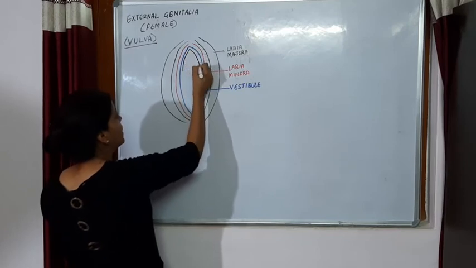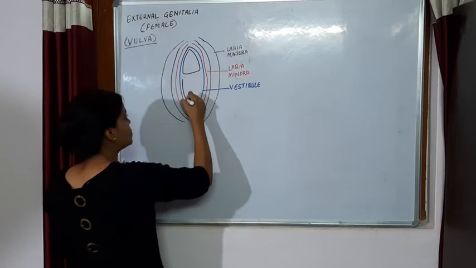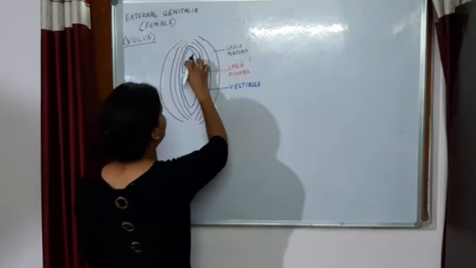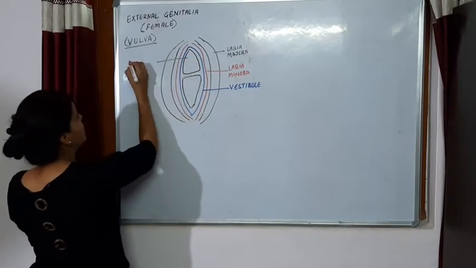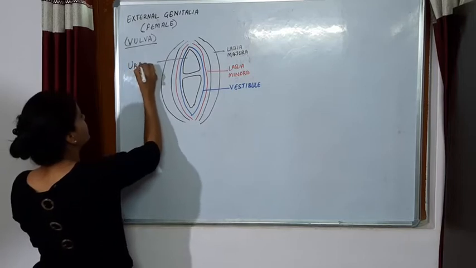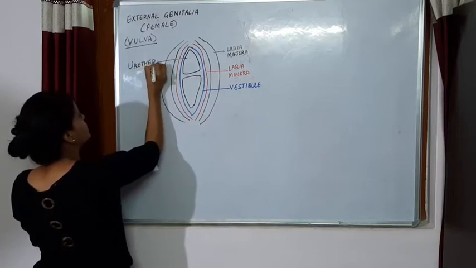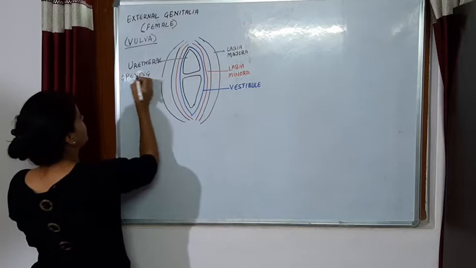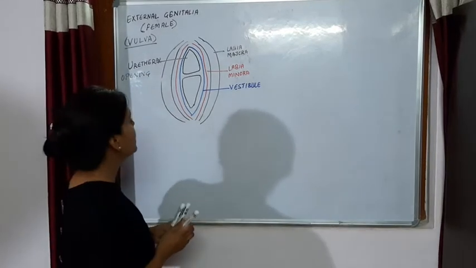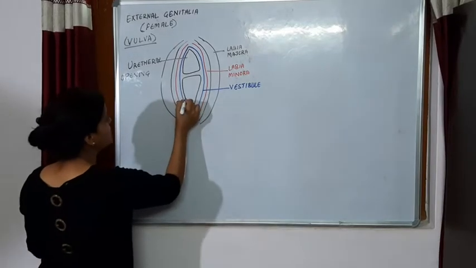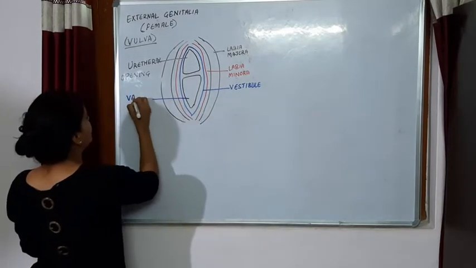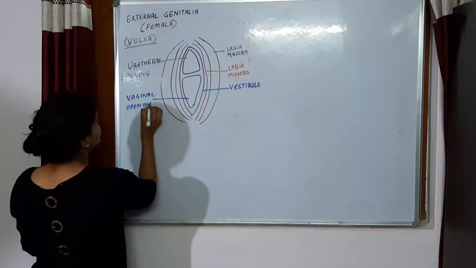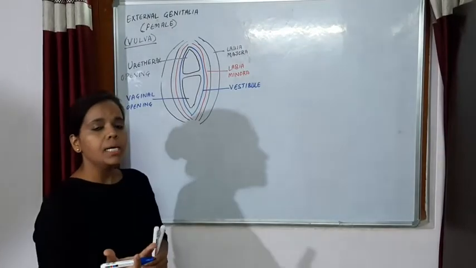I am making these openings a little bit larger just so that you can understand the structure very clearly, right? So the uppermost opening is the urethral opening. Now the lower one is the vaginal opening.